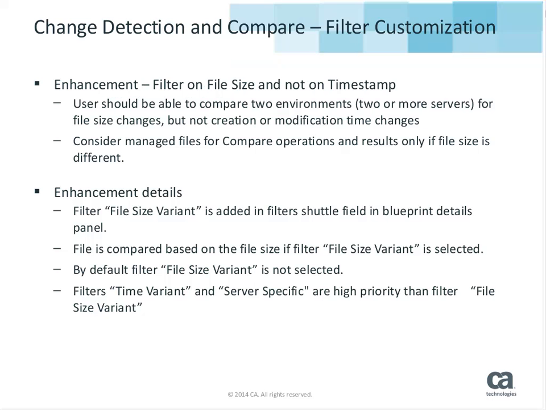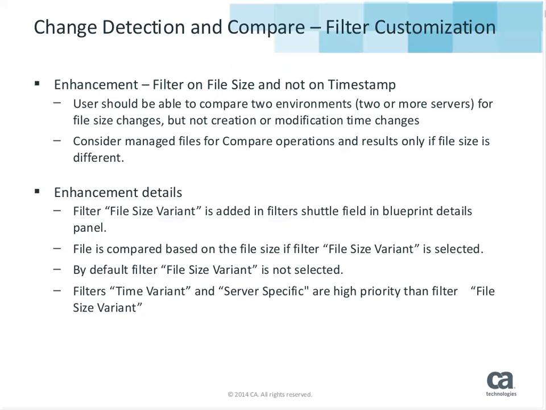So additional to that, let's go ahead and take a look at some of the other filters. We can filter on file size, not on timestamp. This is one request that a customer asked about. Users should be able to compare two environments, two or more servers, where file size changes but not create or modify time changes. And we want to consider managing the files for comparative operations and results only if the file size is different. I really look at this as a simple diff, but how can we take advantage of it? Has something changed on a set of files?